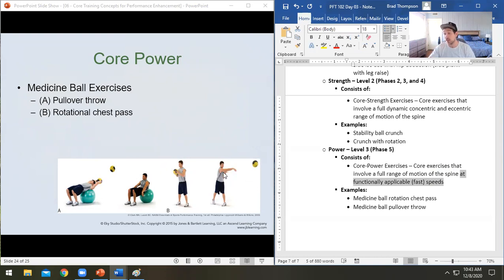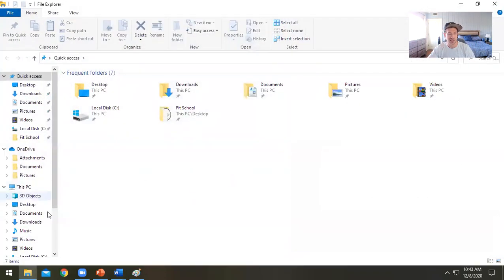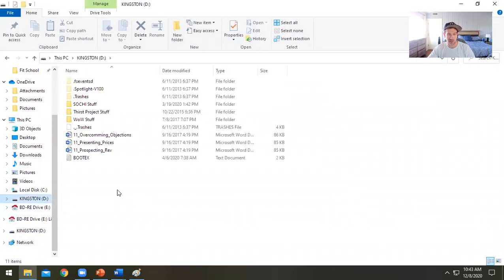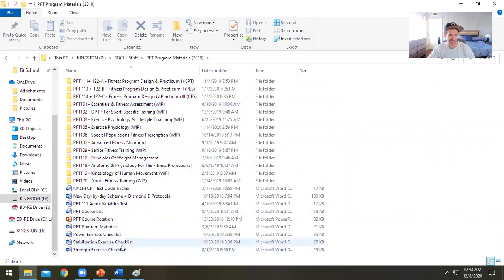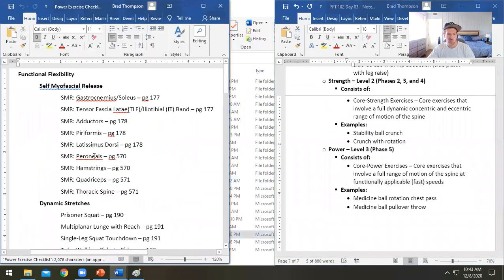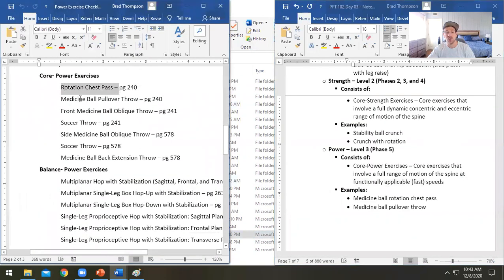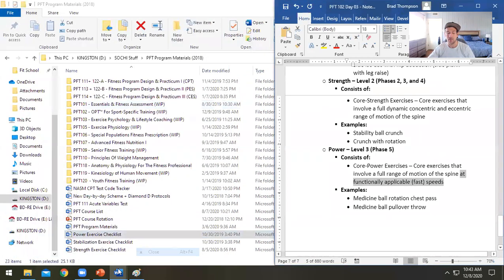Yeah, you could use this as a chest exercise. You can also use it as a core power exercise, right? So that list is also pretty lengthy, although not as lengthy. So rotation chest pass, pullover throw, front oblique throw, soccer throw, side oblique throw. Oops, soccer throw is on there twice. Back extension throw, right? That's the overhead reverse throw. All of those are moving your spine in a rapid manner.